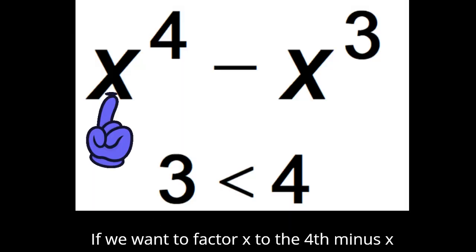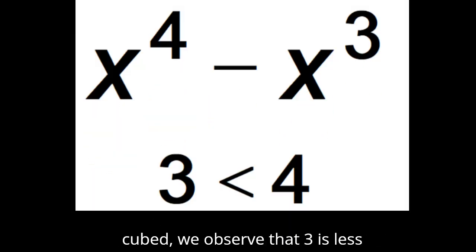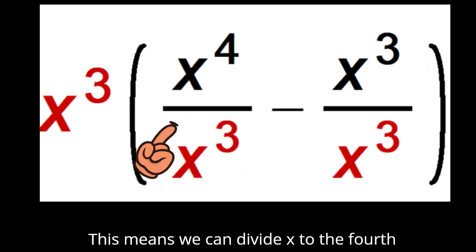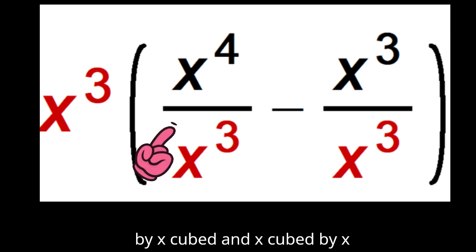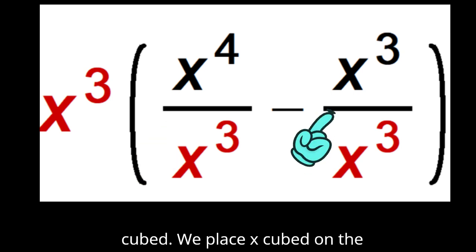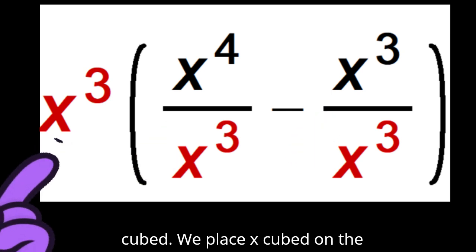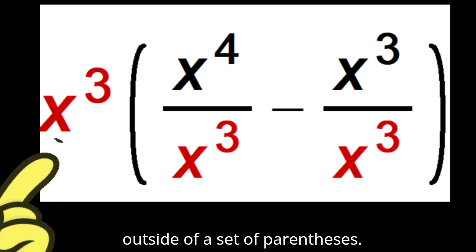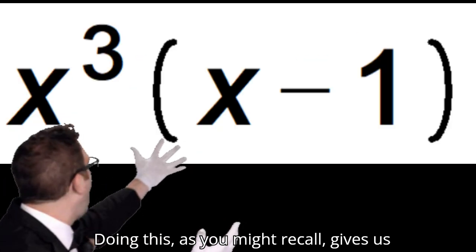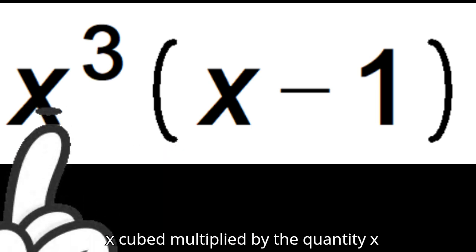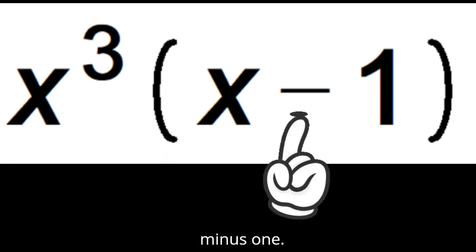If we want to factor x to the 4th minus x cubed, we observe that 3 is less than 4. This means we can divide x to the 4th by x cubed and x cubed by x cubed. We place x cubed on the outside of a set of parentheses. Doing this, as you might recall, gives us x cubed multiplied by the quantity x minus 1.